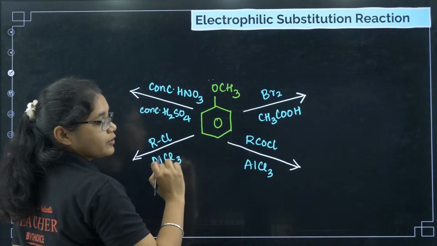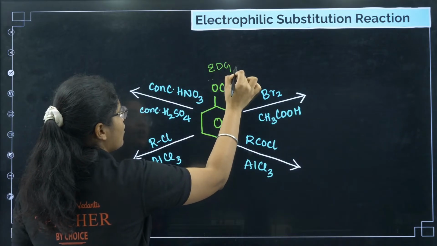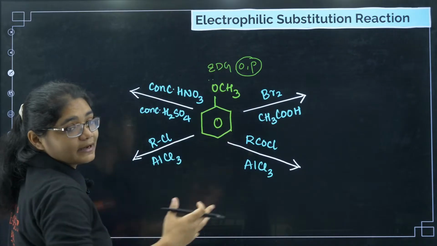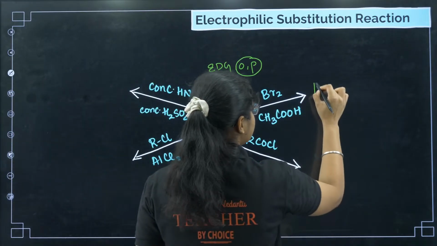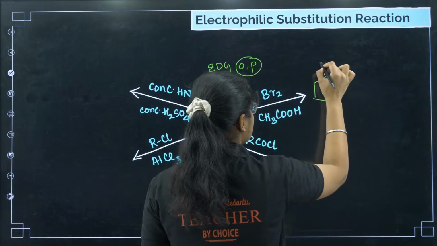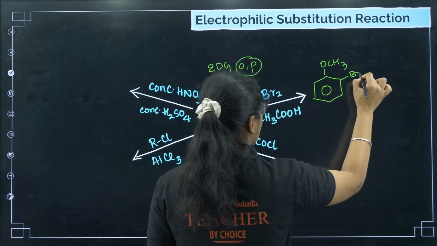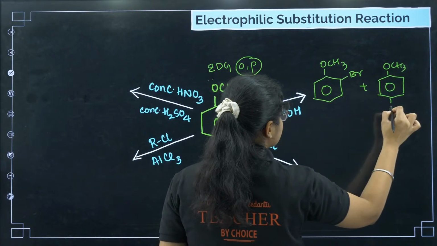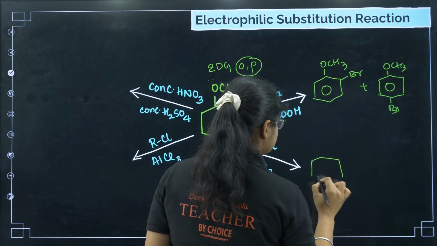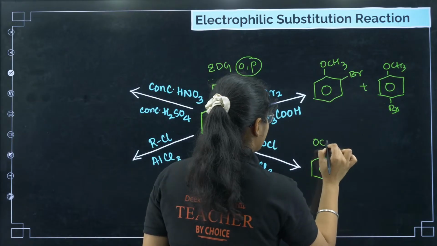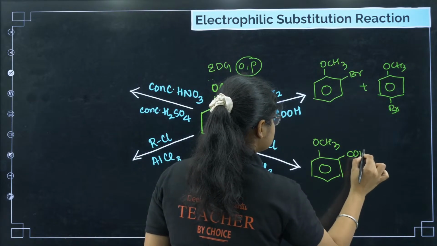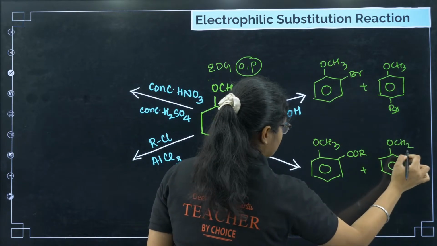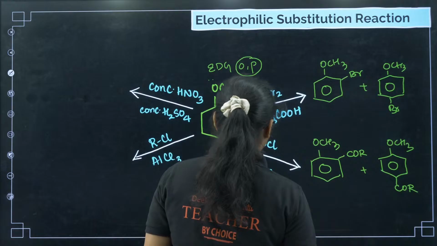Next we'll see electrophilic substitution reaction. OCH3 is an electron donating group, an ortho para directing group. So whatever groups you are adding will be directed to the ortho and para positions. So if I have OCH3, the bromine group will be added at the ortho position and the bromine group will be added at the para position. Okay, next if I have RCOCl, in that also you will have COR at the ortho position and COR at the para position.